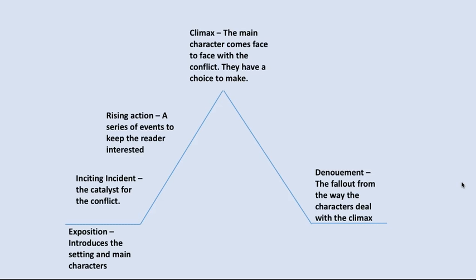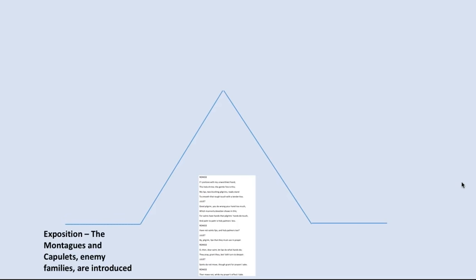The climax is the big moment of tension where the main character comes face to face with a conflict, they have a choice to make, and then it winds down to the denouement, the fallout, the ending, happy or sad. In the case of Romeo and Juliet and Macbeth and all tragedies, of course, we know the denouement is going to be death.